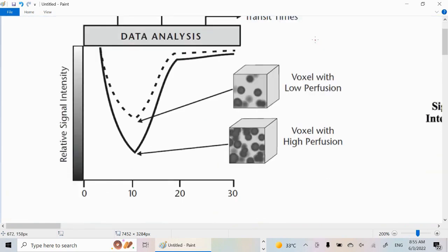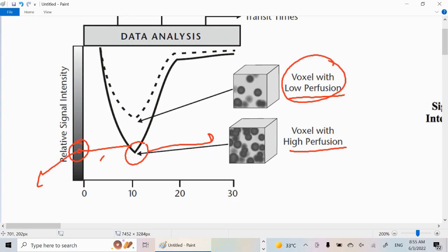As we see here, this voxel is the hyperperfused voxel, and this voxel is the low perfusion voxel. The signal intensity here is high. The signal intensity of the low perfusion voxel remains higher, while the hyperperfused voxel's signal intensity drops and reaches this area, which is low. The signal intensity will remain higher with low perfusion than with hyperperfusion.